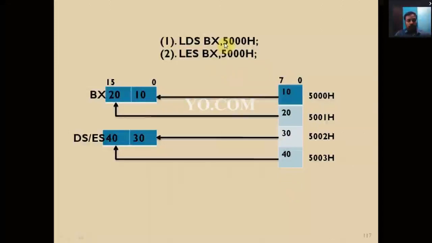LDS means we are loading from 5000 to the BX register. So the lower data 10 is loaded to BL, that is the lower 8 bits. Then 20H, that means 20 is loaded to the higher bits. Similarly LES also. This is the data segment or extra segment, so that is loading from 5002.